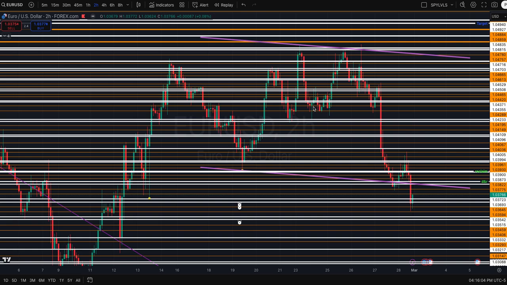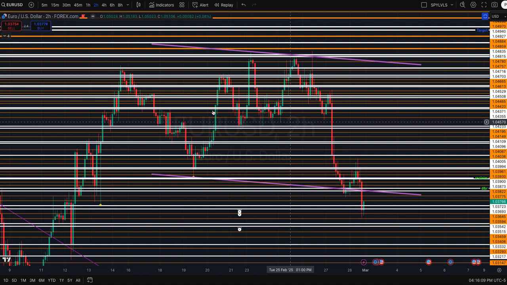Hey everyone, welcome. I want to show you a couple things today on how I trade Euro USD. This is a Forex equity. I'm going to show you a couple things first before we get started.